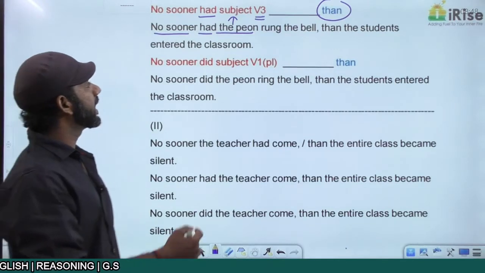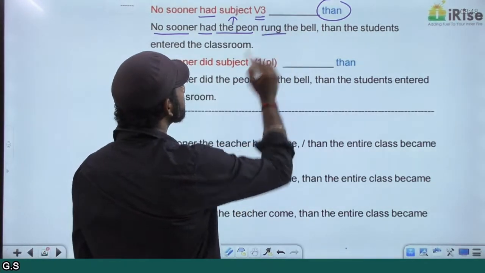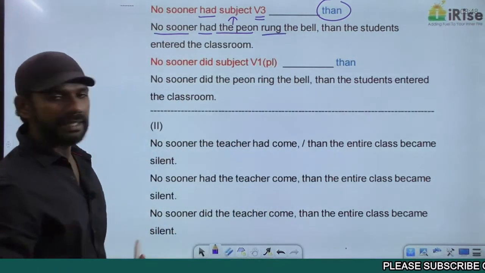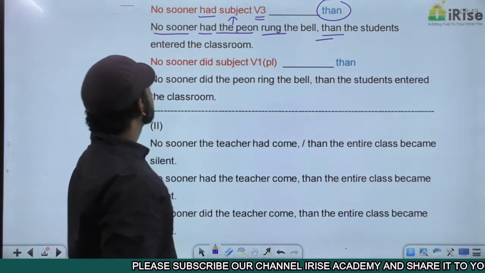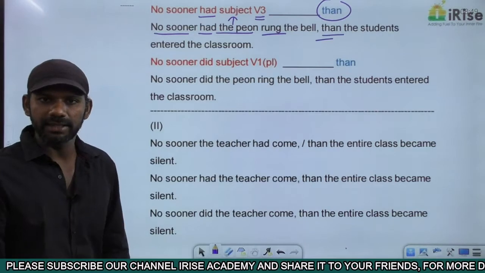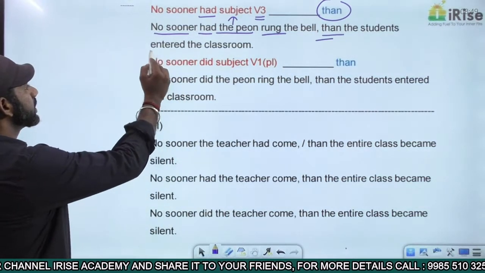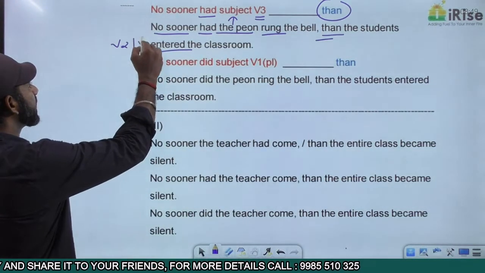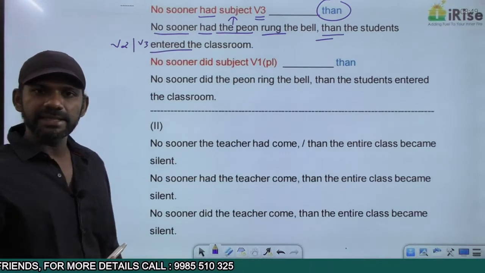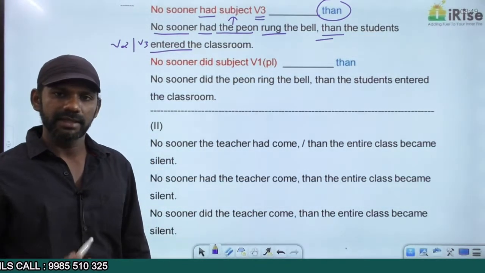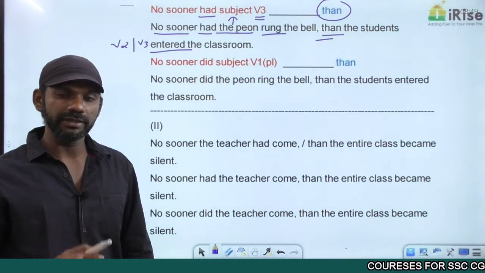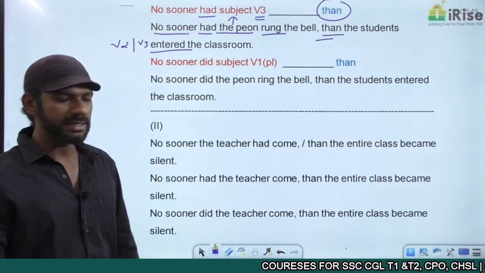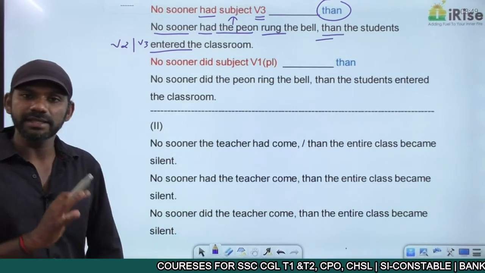So no sooner had the peon rung, rung is V3, the bell, than... So no sooner will be followed by than the students entered the classroom. Now entered is both V2 and V3. It is enter, entered, entered. Now my question is, we need to identify whether it is V2 or V3 based on the sentence. So my question is, in this statement, entered is V2 or V3.